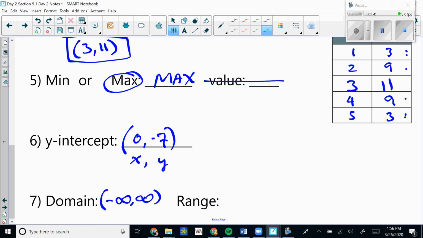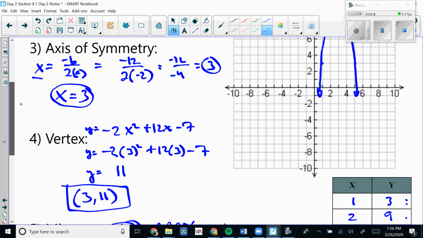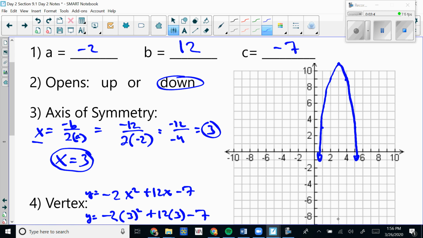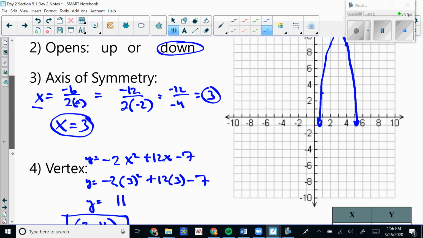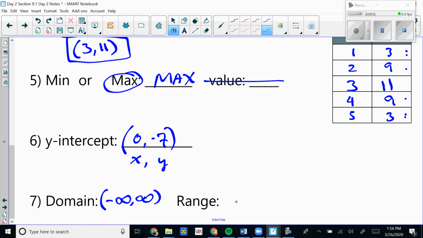And then the range, ours, if you remember, starts at -infinity. It's wherever the lowest one is. So the highest value is 11, and 11 is included. So I'm going to say -infinity with the parentheses, and since the 11 is included in the answer, it gets a bracket. And that's how you do a few more quadratic problems.